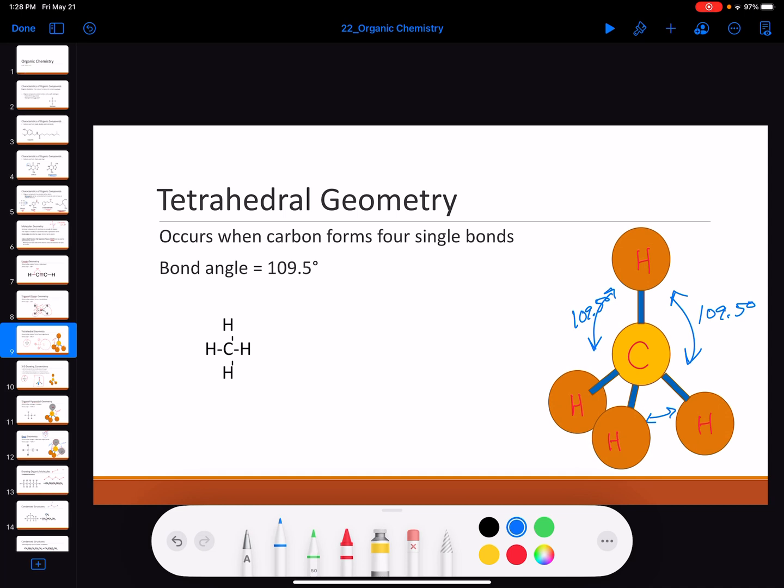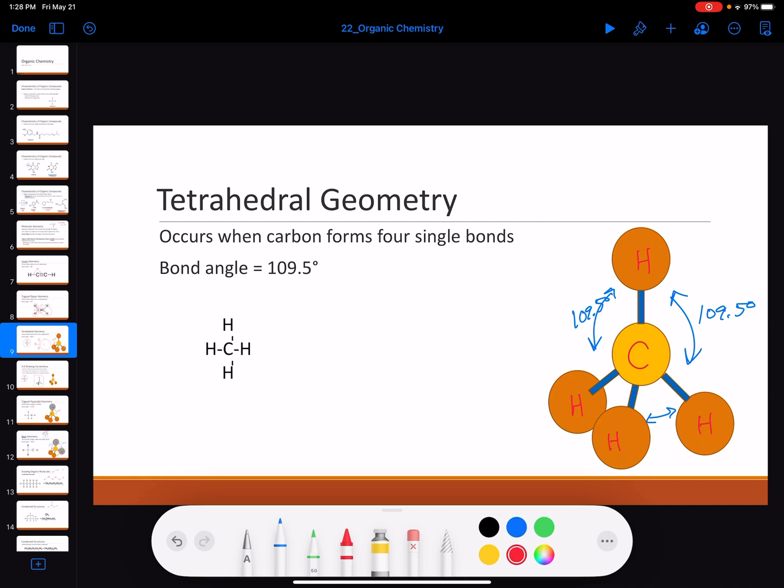So now remember that these are approximate. It depends on the size of each of those atoms, right? So if I have an oxygen up top and then three hydrogens or something like that, the oxygen would take up some extra space. It would squeeze the others a little bit, but you get the idea.